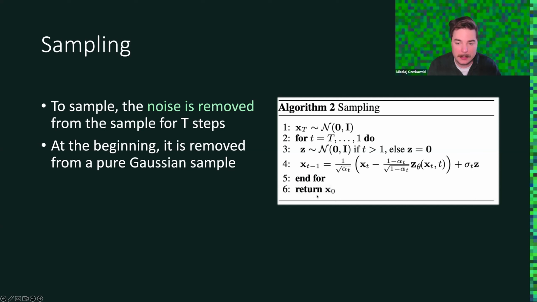By progressing through this entire chain, we eventually get to the index T of 0, and that's our approximation of our clean sample. So I think that's about it for this episode.